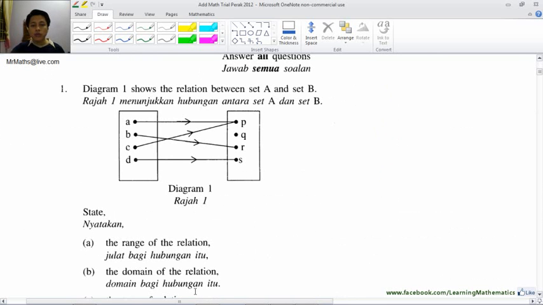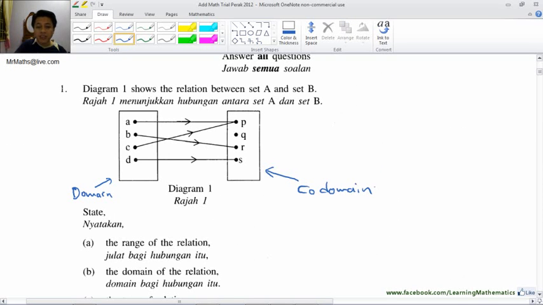Diagram 1 shows the relation between set A and set B. State the range of the relation. Let's take a look at it. We have domain and codomain. This is what we call domain, and this is what we call codomain.